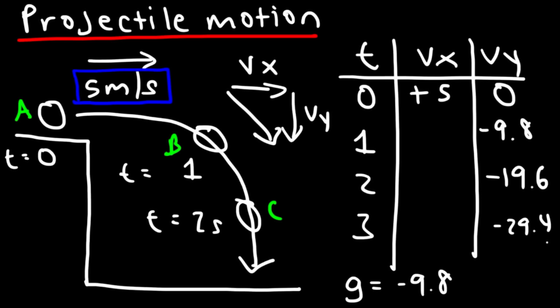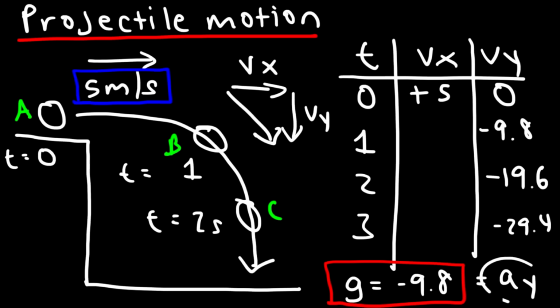Now what about Vx? It's important to understand that g, negative 9.8, is a vertical acceleration, not a horizontal acceleration. It's not ax, but it's ay. So this number does not affect Vx. When dealing with projectile motion, unless this ball has some rocket thrusters, Vx is constant. It doesn't change.